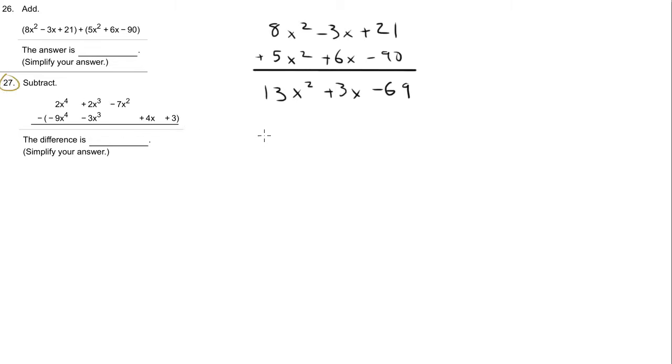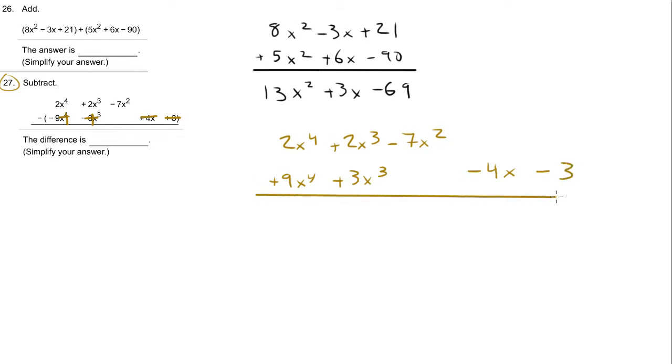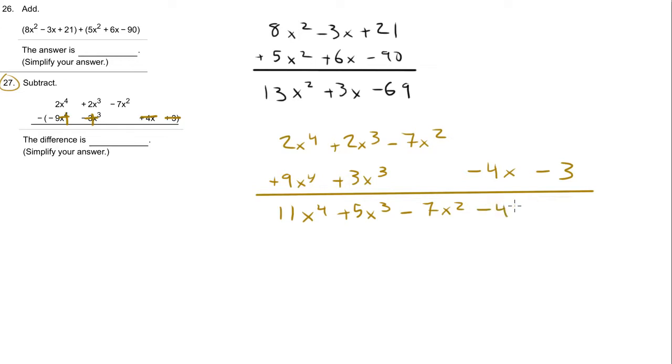Once again, I'm going to get everything all lined up. So 2x to the 4th plus 2x cubed minus 7x squared. And now I'm going to change all of the signs here. So that's plus 9x to the 4th. It's going to go plus, plus, minus, minus. Plus 3x cubed minus 4x minus 3. 11x to the 4th plus 5x cubed minus 7x squared minus 4x minus 3. Whew.